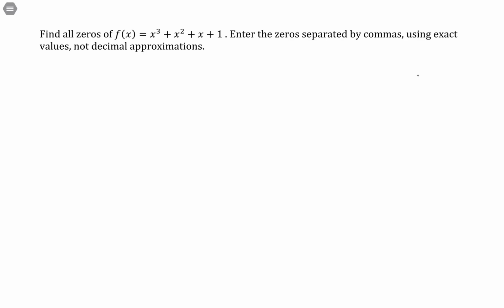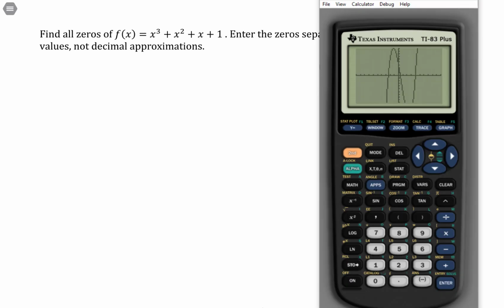There's a theorem that will tell us how to come up with possibilities, but that takes a while to get through. Instead, what we're going to do is graph our polynomial function. So I'll get out my calculator, and under y equals, I will put the polynomial that I'm working with. So x cubed plus x squared plus x plus 1.